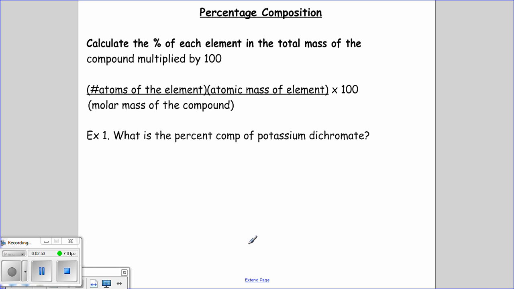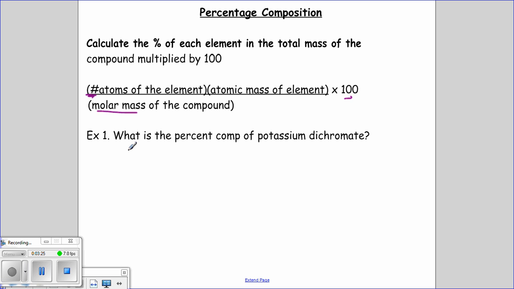Alright, so percent composition is related to a specific element that we have in a compound, and we want to know what percentage of the entire compound that element makes up. So I have an example here for you of how we do the mathematics. You take the number of atoms, so looking at the subscript of that element in the compound, multiply by its atomic mass, so you need a periodic table for that, divided by the molar mass of the entire compound, times 100 because it's a percent. Okay, so what's the percent composition of potassium dichromate?